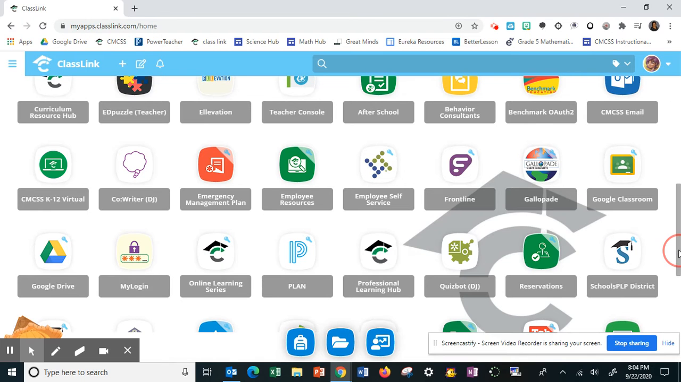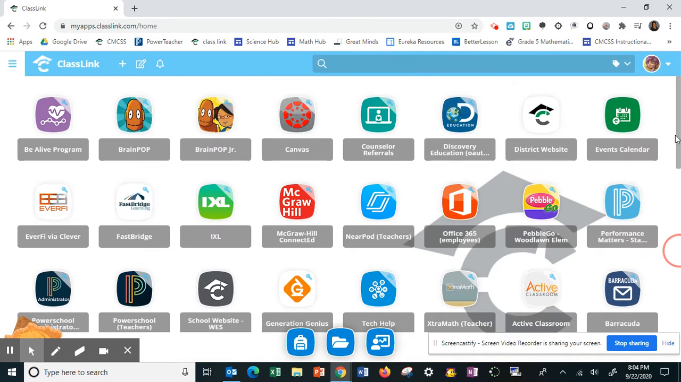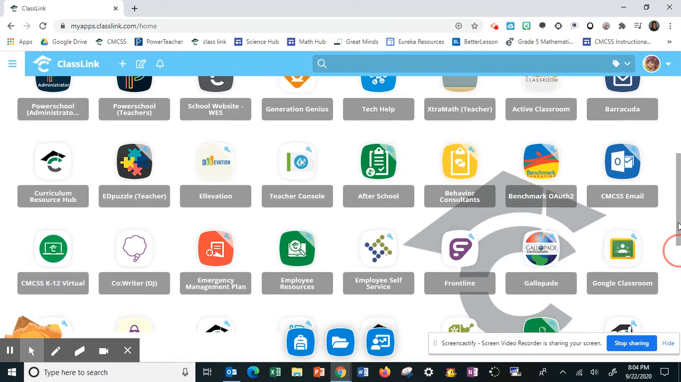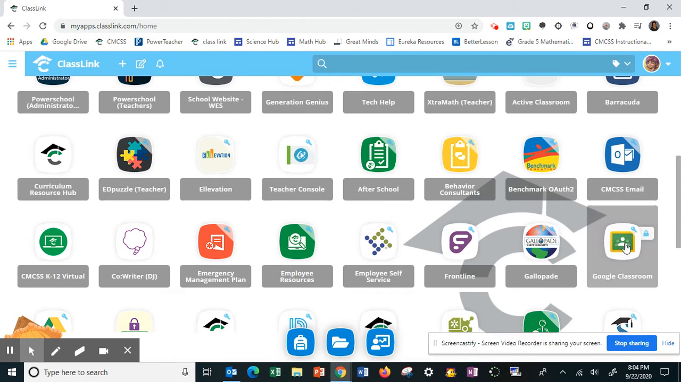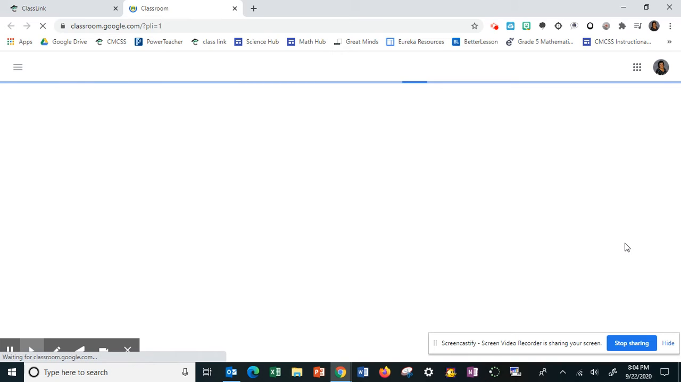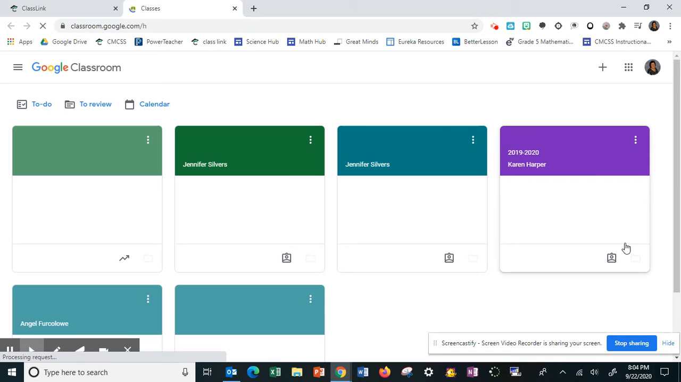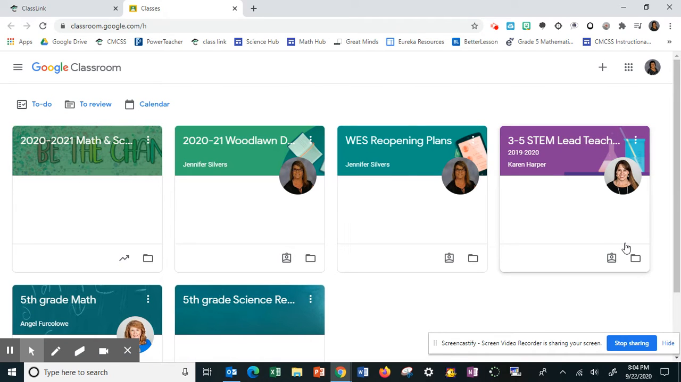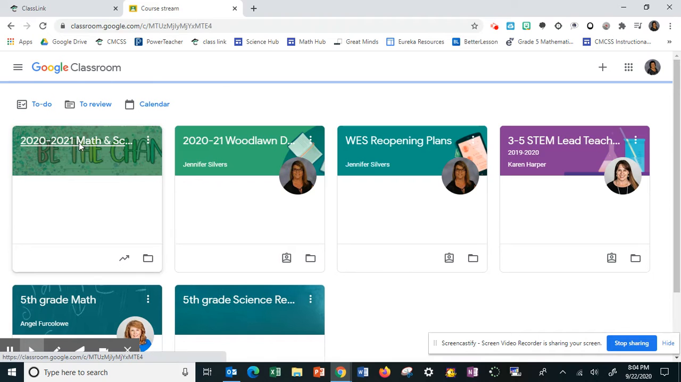Once here, students will need to scroll through their different apps, and on these different apps, they can then go ahead and click on their Google Classroom. Once the Google Classroom page opens, they will need to go ahead and click on My Google Classroom. This year it is called 2020-2021 Math Science.